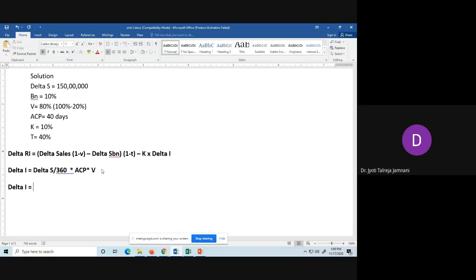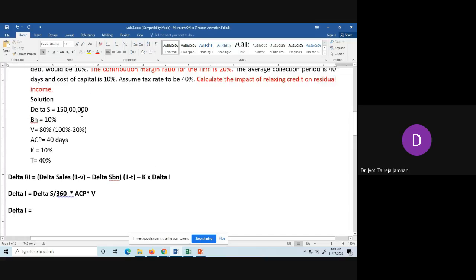Delta I is equal to delta S. Tell me, what is delta S? 1 crore 50 lakhs. So, it's 150 lakhs. We have to divide by 360. So, first you need to divide it. Then you need to multiply it by the average collection period. How much is the average collection period given? 40. So into 40 we will.